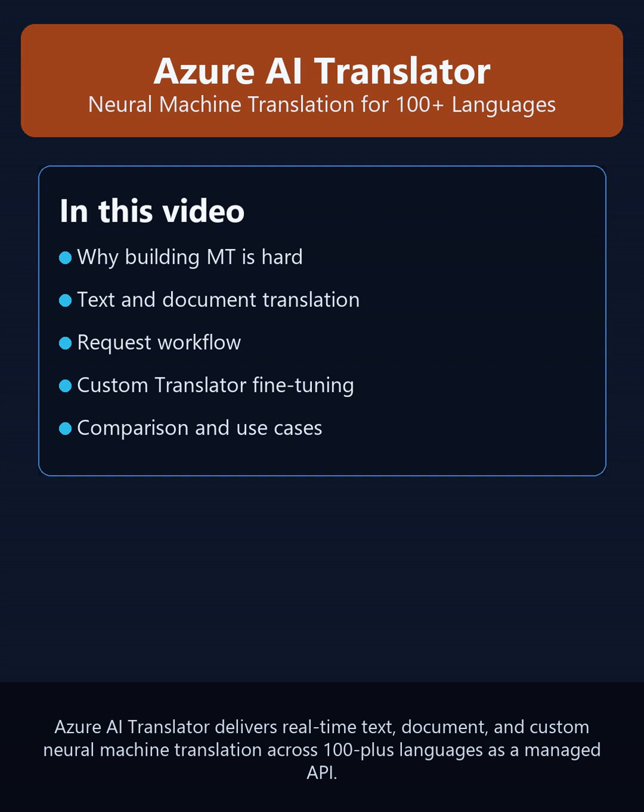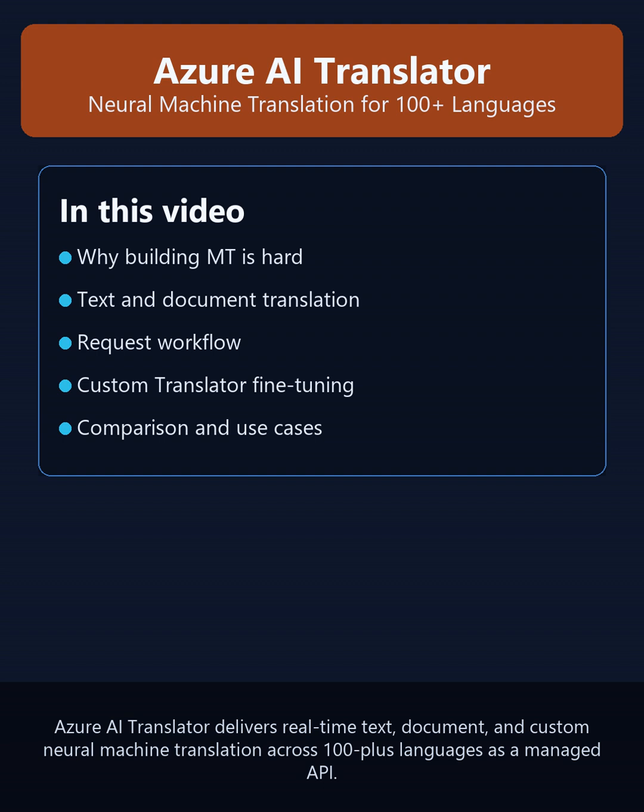Global products need to speak every language. Support tickets arrive in 60 languages. Legal contracts need certified translation. Product catalogs must be localized for 40 markets. E-commerce platforms need real-time chat translation between buyers and sellers.